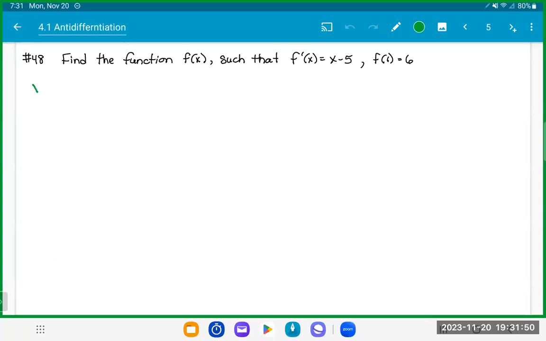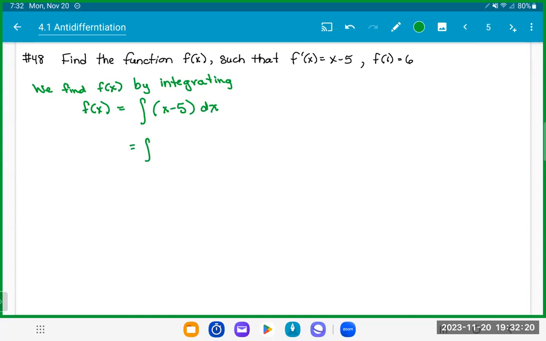So I'm going to write that out just so you guys have that stepwise. So we find f of x by integrating. That is f of x equals the integral of x minus 5, that's our derivative, dx. So that is the integral of x dx minus the integral of 5 dx.